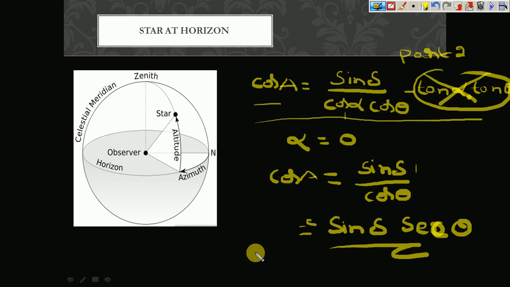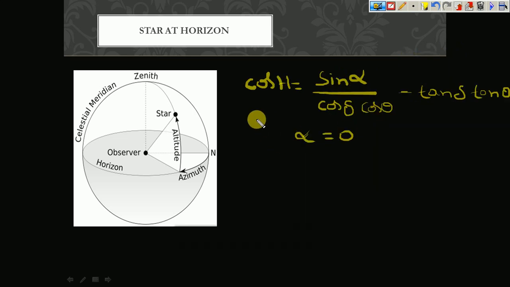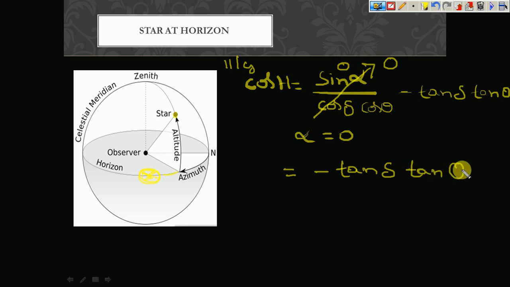Similarly, we can write one more expression. Now the same thing, I am taking this expression in terms of cos h. Similarly, when the star is at the horizon, at that time your alpha, that is altitude, will be 0. If the star is at this point, at that time we'll get some altitude. When the star is at the horizon itself, at that time my altitude will be 0. Similarly, sine of 0, so I am substituting the alpha over here. Sine of 0 is 0, something divided by 0, the entire term will become 0. The remaining is minus tan delta into tan theta.